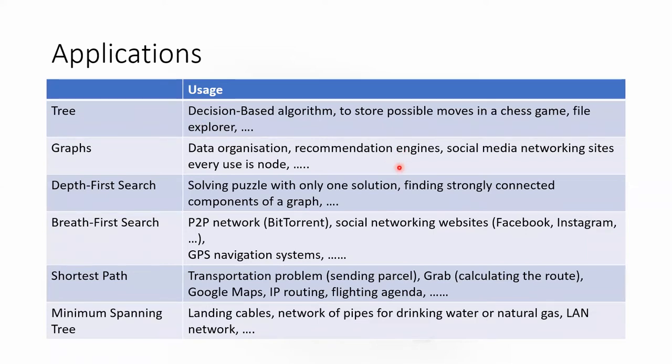Then we go to graph. For the graph, it can be data organization, recommendation engines, social media networking sites. Every user is a node. Like Facebook, when we talk about connections between friends and friends, it is actually using a graph, right? Because they have adjacency, and can connect to all the mutual friends. Then if you want to find deeper mutual friends, it is possible because it forms a graph.